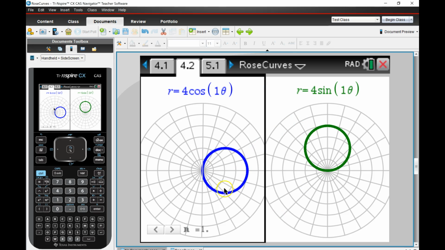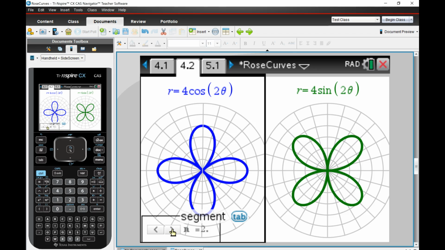So we said if we increase n, so this is n equals 1, and it's our circle, right? For a cosine theta, a sine theta, that's our circle. Now, a cosine n theta, when the coefficient of theta is 2 or higher, then we have this. So 2 theta, 4 petals.